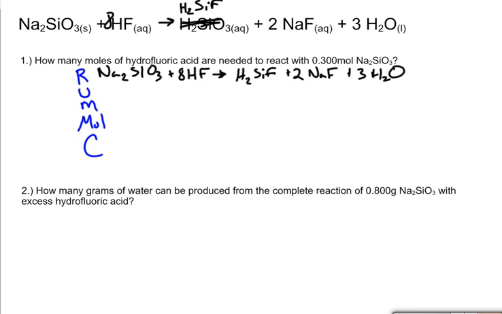U stands for units, and it's the units you're given and the units you want. The units I'm given are 3.0 moles of sodium silicate. This is what I start with, and I want to end up with moles of hydrofluoric acid. So I'm looking for this, and I want it in moles.